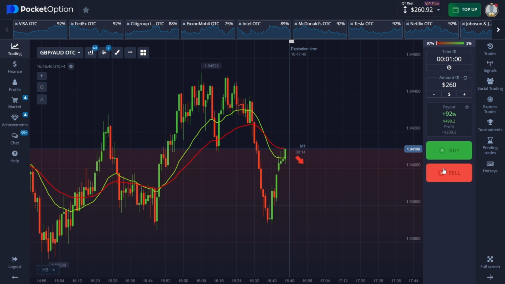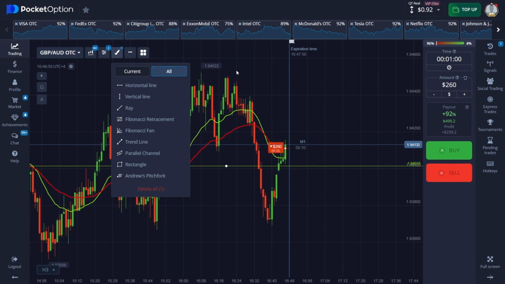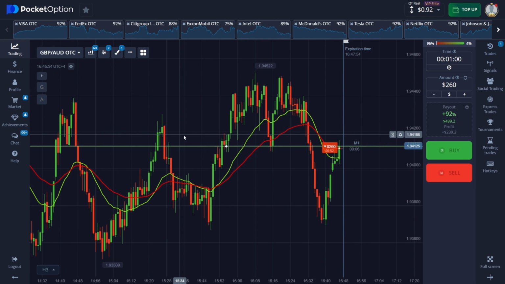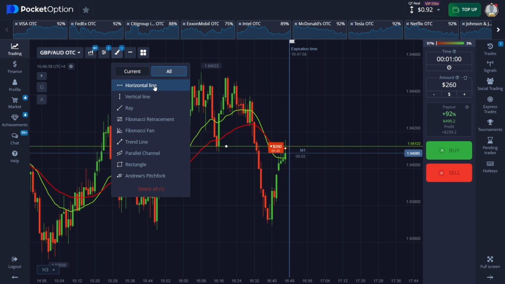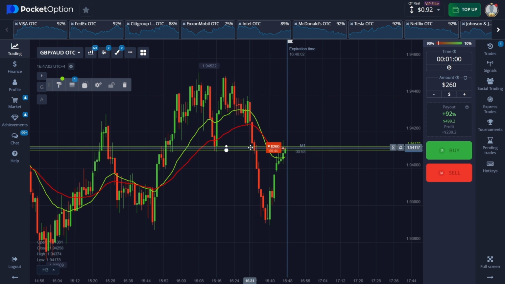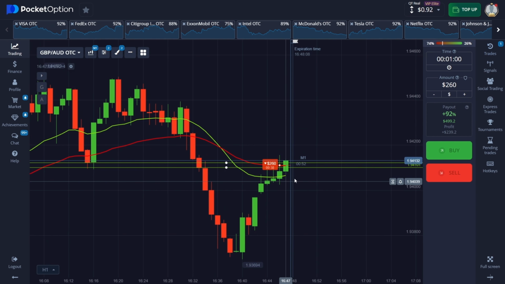Here we have a trade on GBP Auto OTC, and I placed a trade for the downside move. You can see a resistance level and the moving average as well. Here is the 50 EMA, which is why I took this trade for the downside move. Currently, the trade is not going in our favor, but the previous candle closed below the resistance level, so we should win this trade. The current candle needs to turn into a red candle.